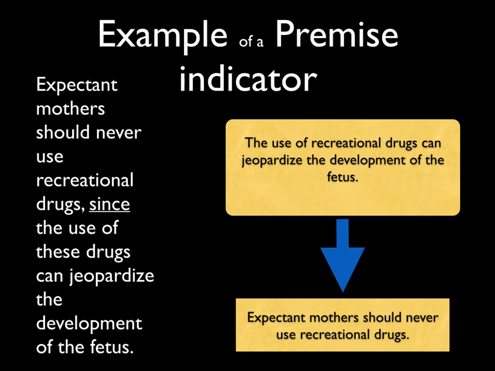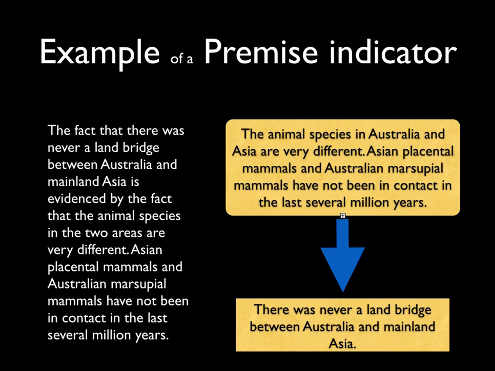Let's look at one more example. The fact that there was never a land bridge between Australia and mainland Asia is evidenced by the fact that the animal species in the two areas are very different. Asian placental mammals and Australian marsupial mammals have not been in contact in the last several million years.